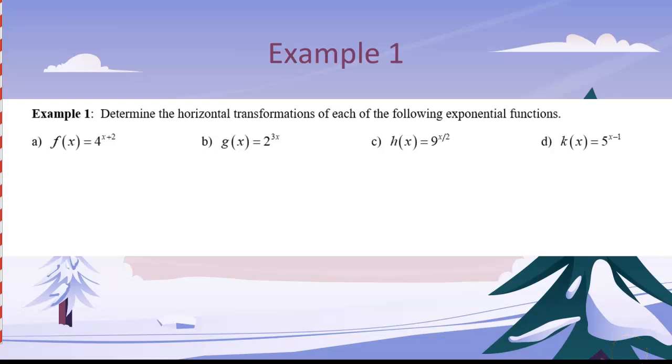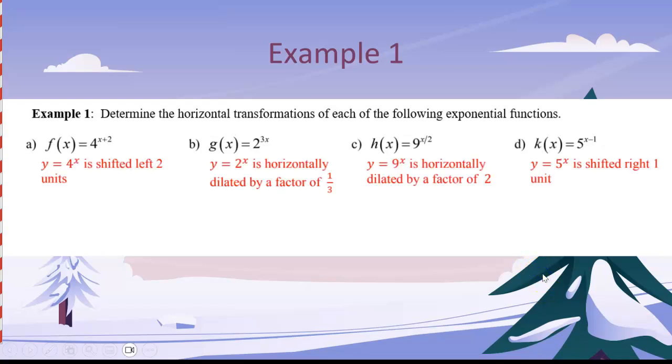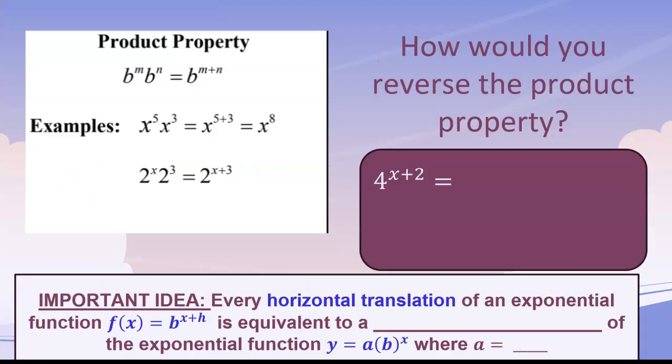Let's get some more practice. Determine the horizontal transformations of each of the following exponential functions. Here are your answers. Now, hopefully you guys are using the term horizontal translation instead of shifted. I'm trying to level up our language here in AP Pre-Calculus. This first function from our last example demonstrates the result of the product property. So how can we work backwards to reverse the product property?